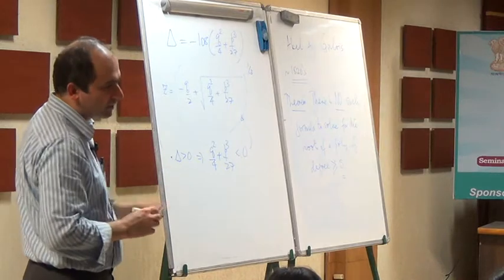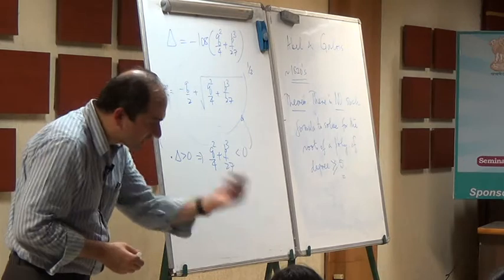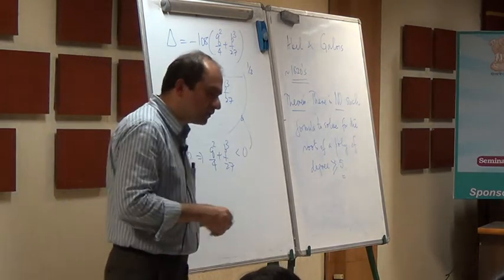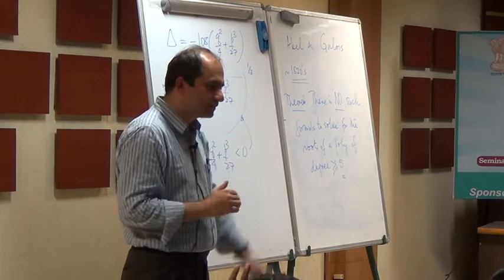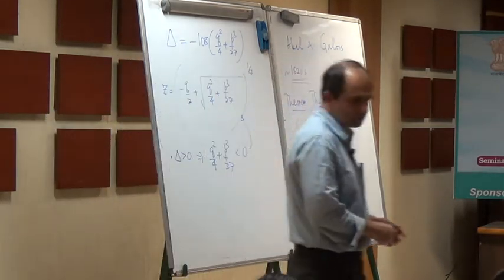y cubed minus 7y plus 6. The roots are 1, 2 and minus 3. But look at the calculations that you did. You had 10i and so on and so forth. So you have to take the cube root of that and simplify. So this is not really a contradiction.